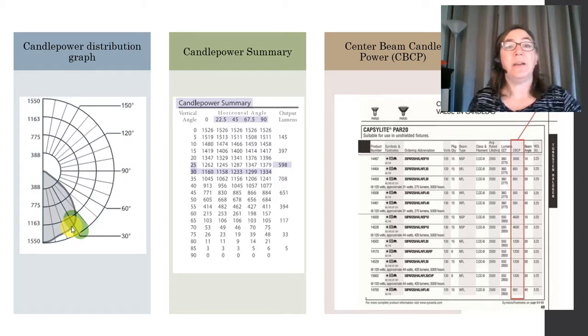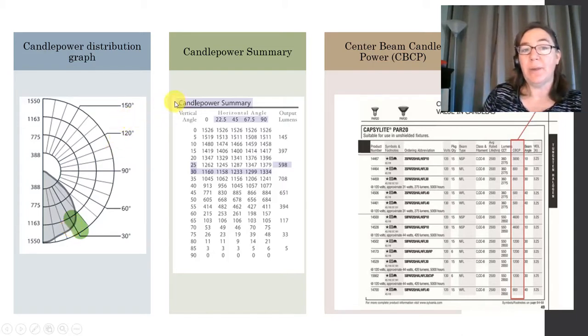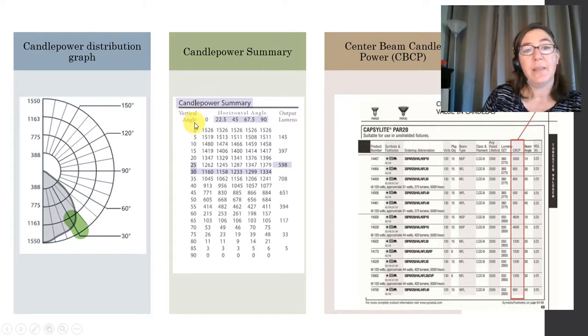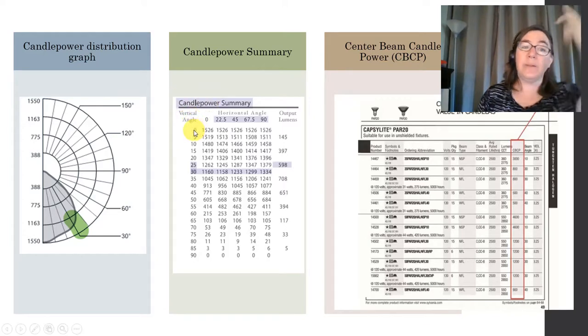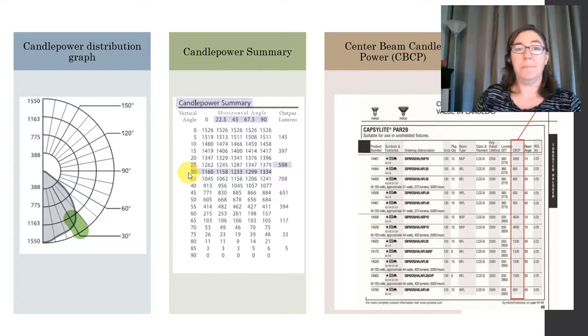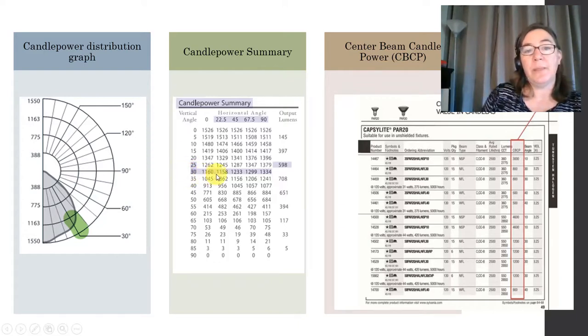When you're looking at the candle power summary, that's right here. This is a chart or a table, right? So it's going to have more specific numbers. And you're going to go ahead and read the vertical angle. 0 is going to be directly down, right? Or we might be interested in, as the example, 30 degrees from the vertical, right? And then you would read one of the numbers here. Well, which one? Oh, that's kind of confusing.